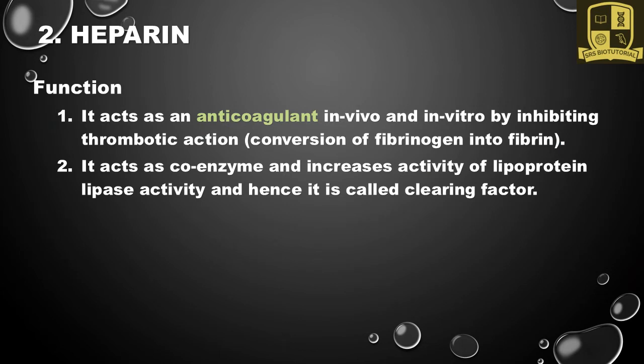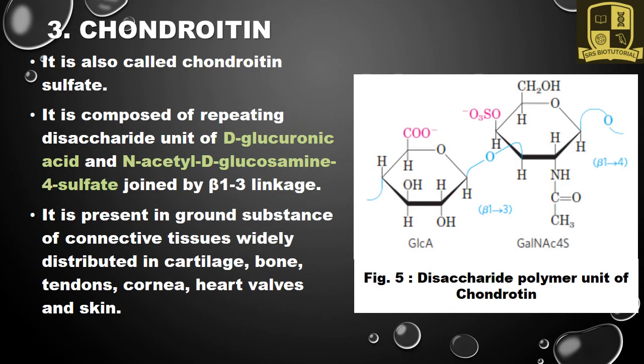Functions of heparin. It acts as an anticoagulant in vivo and in vitro by inhibiting the conversion of fibrinogen into fibrin. It also acts as a coenzyme and increases the activity of lipoprotein lipase, and hence it is called the clearing factor. Chondroitin. It is also called chondroitin sulphate.